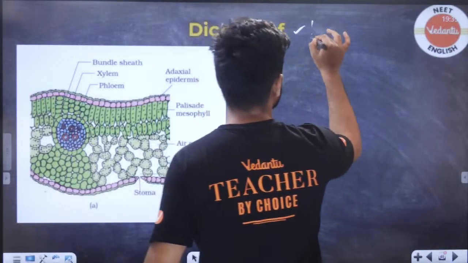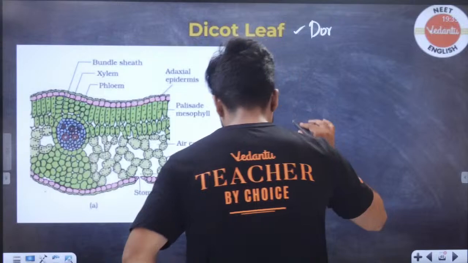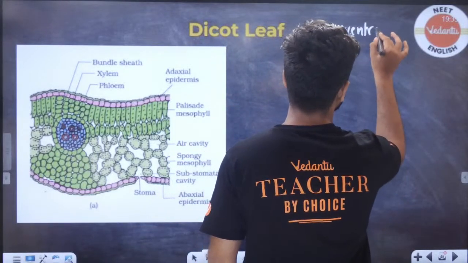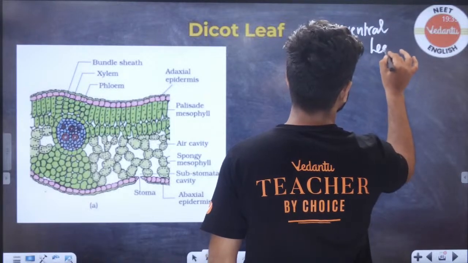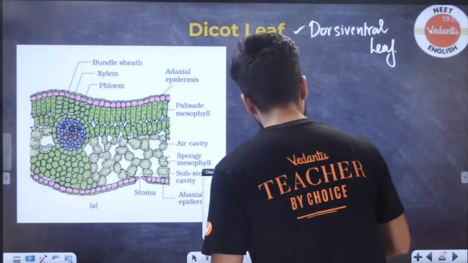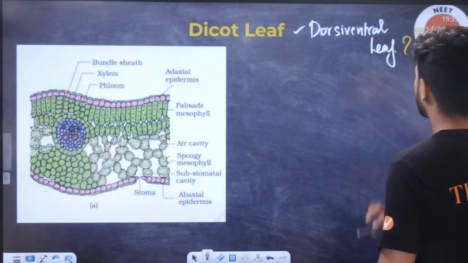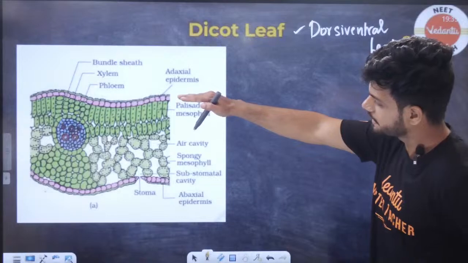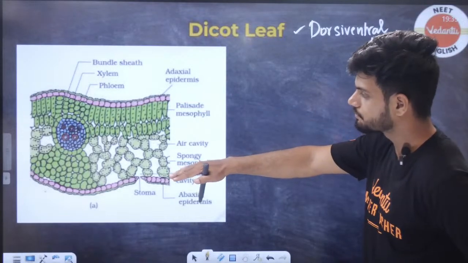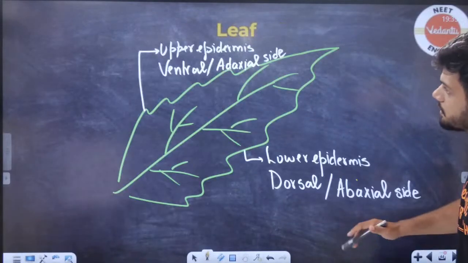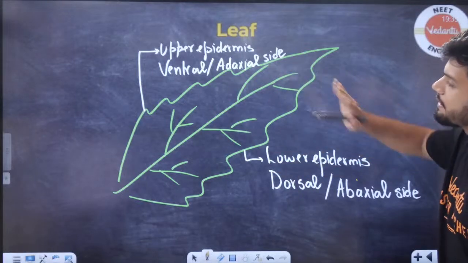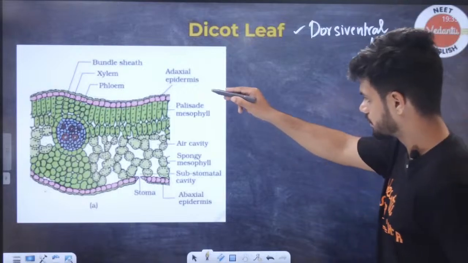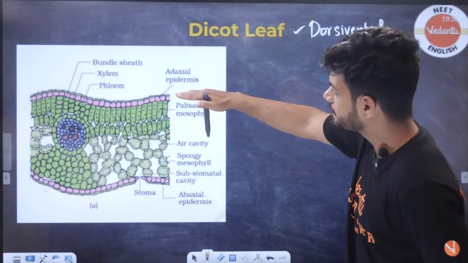It is also called dorsiventral leaf. Now why do we call it dorsiventral leaf? The question is why. Now students, I just now told you, we have the dorsal side and we have the ventral side. Upper epidermis, this is upper, right? So this is ventral side, dorsal side.